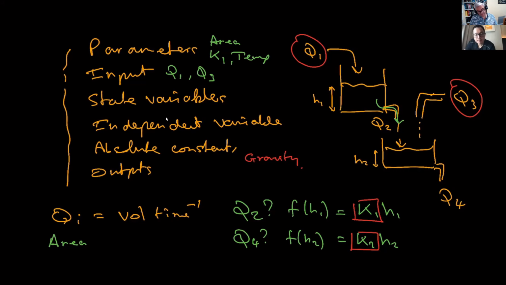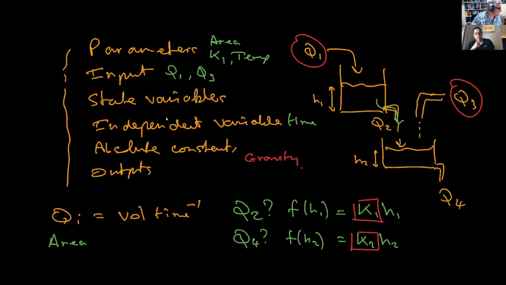The independent variable, there's only one in this case, and that's time. Okay, because this is obviously something running in time. I'm watching tanks fill up and empty and so on, so it's time. The state variables are the actual things, the smallest number.